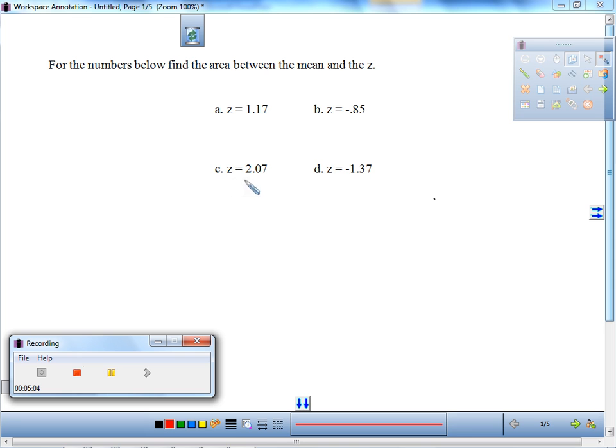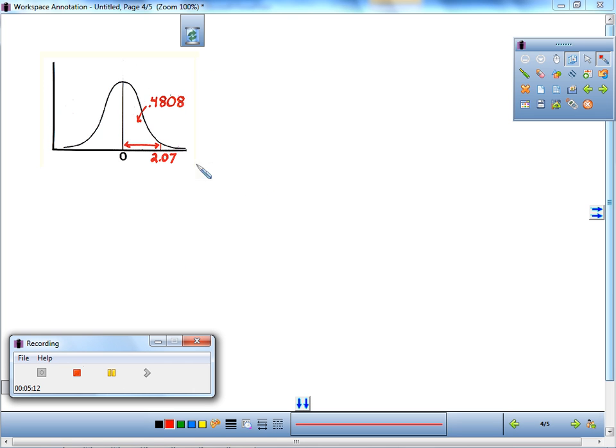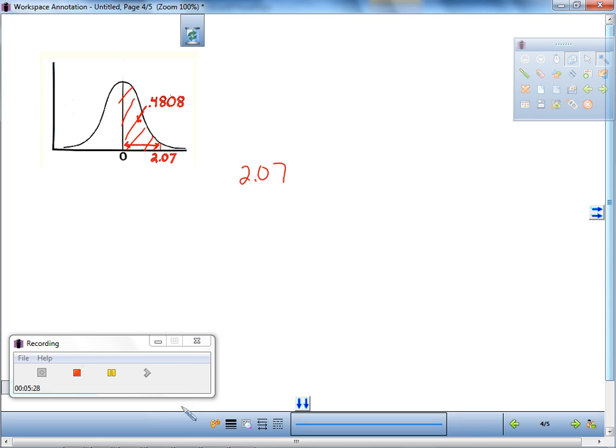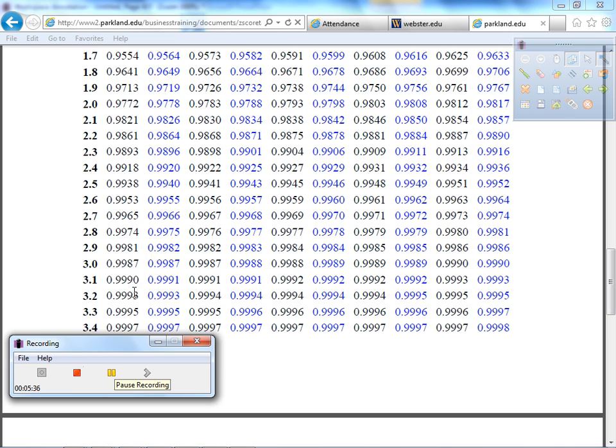Alright, so here we have a z-score of 2.07. We're going to go look it up and go through the same process we did before. Again, this represents the area we're looking for. When we look up our z-score for 2.07, it is going to give us the area all the way from here. It's going to give us everything this way. So we'll end up subtracting 0.5 from it again. Alright, so in our z table, we're going to go look up 2.07.